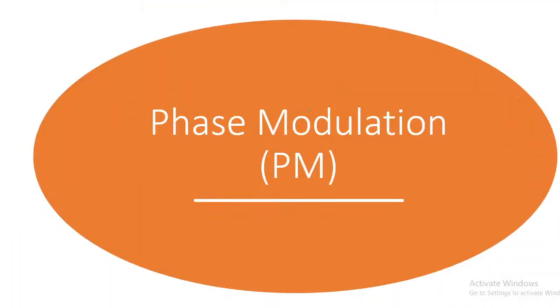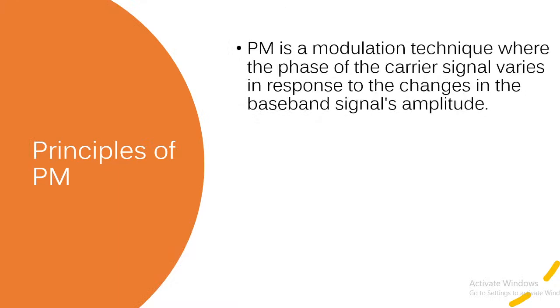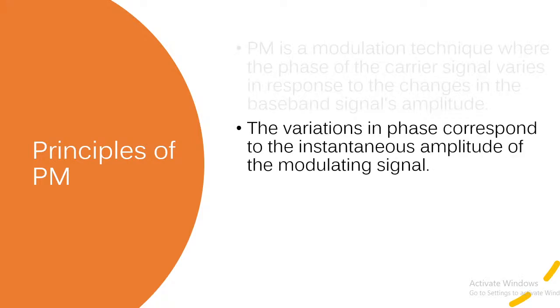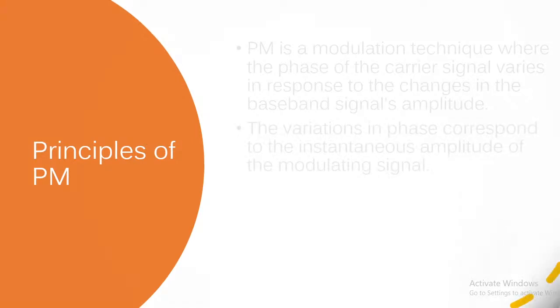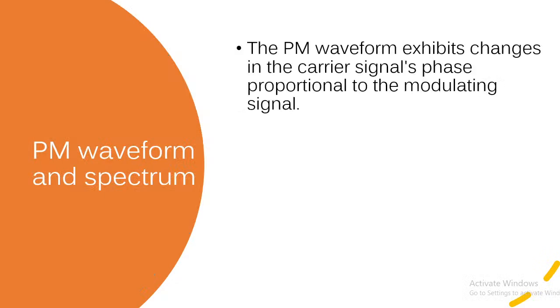Next. Then phase modulation. The principle is that the phase of the carrier signal varies in response to the changes in the baseband signal's amplitude. The variation in phase corresponds to the instantaneous amplitude of the modulating or baseband signal.